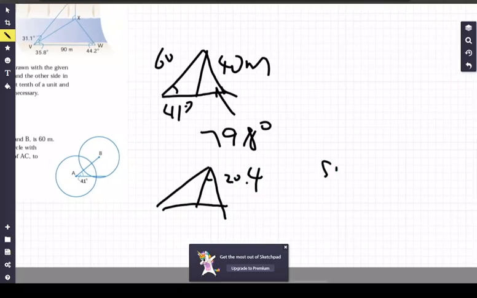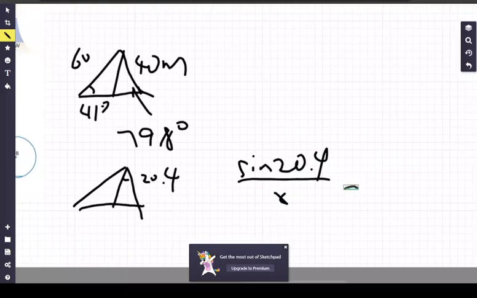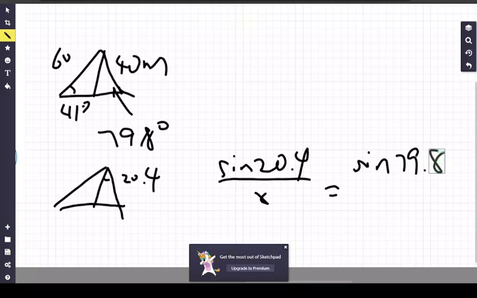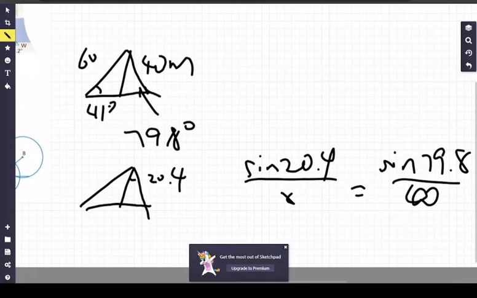So essentially we have this sine law. Sine of 20.4 over x is equal to sine of 79.8 degrees over 40. Let's find x. So sine of 20.4 degrees times 40 divided by sine of 79.8 degrees. 14.16. X is equal to 14.2. Okay, so we found x.